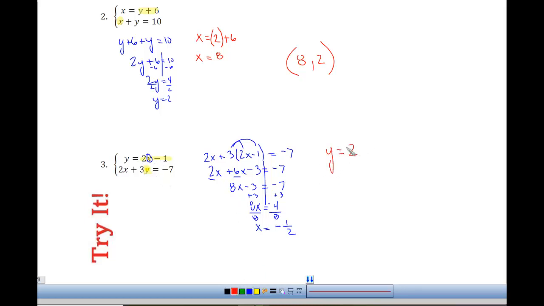So y equals 2 times x, but I know that x is negative 1/2, minus 1. So 2 times negative 1/2 is negative 1, minus the 1. So y equals negative 2. And your solution to this system then is negative 1/2, negative 2. Okay, let's try a couple more.